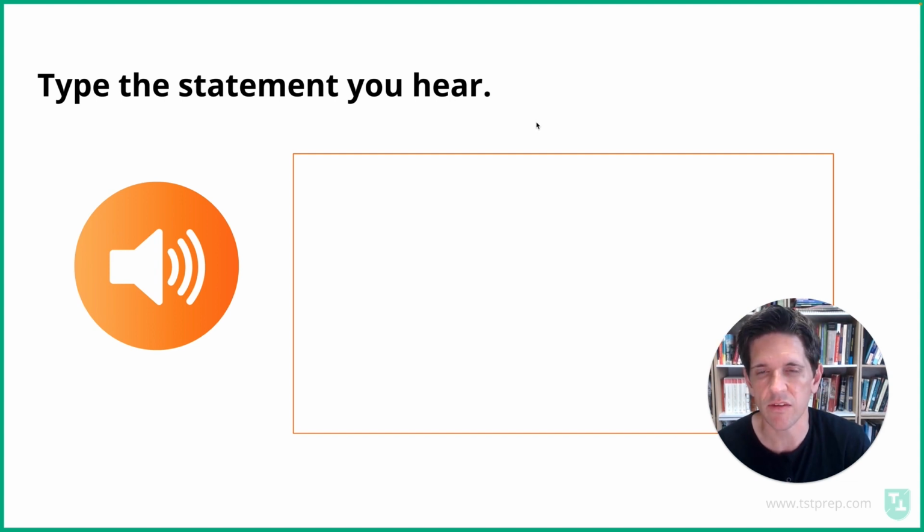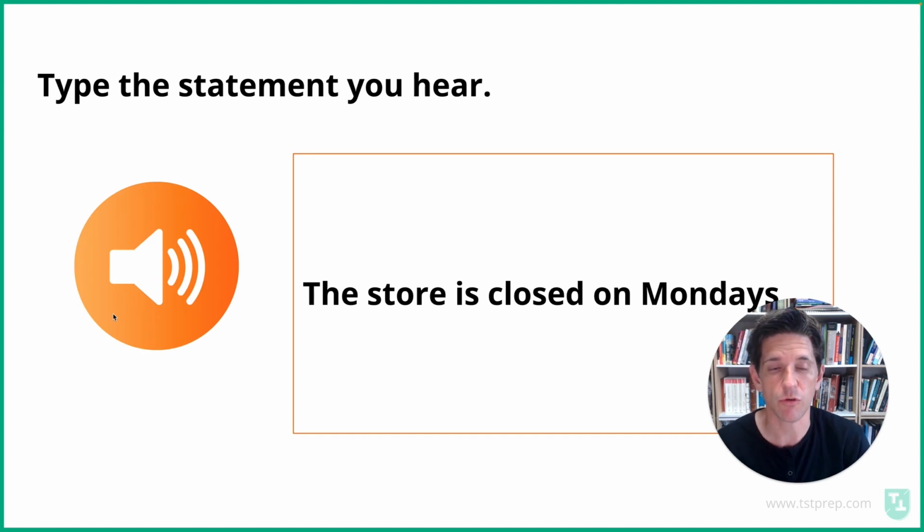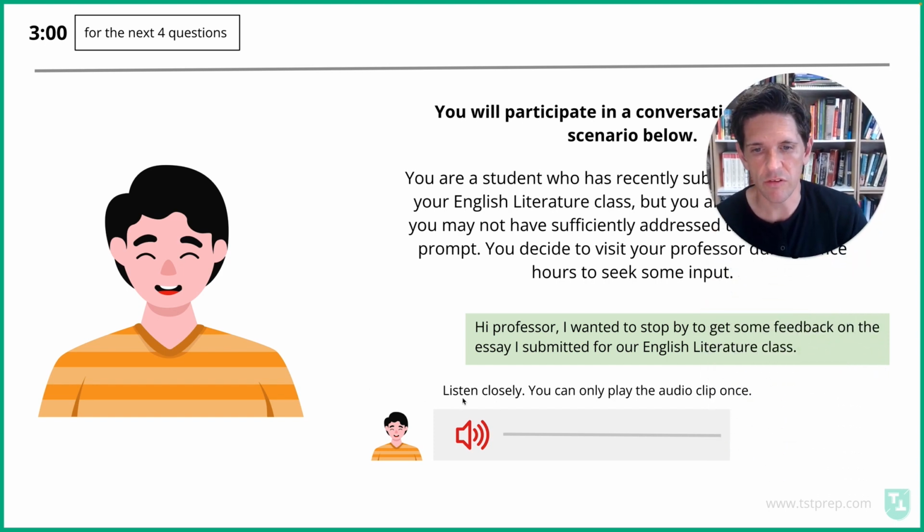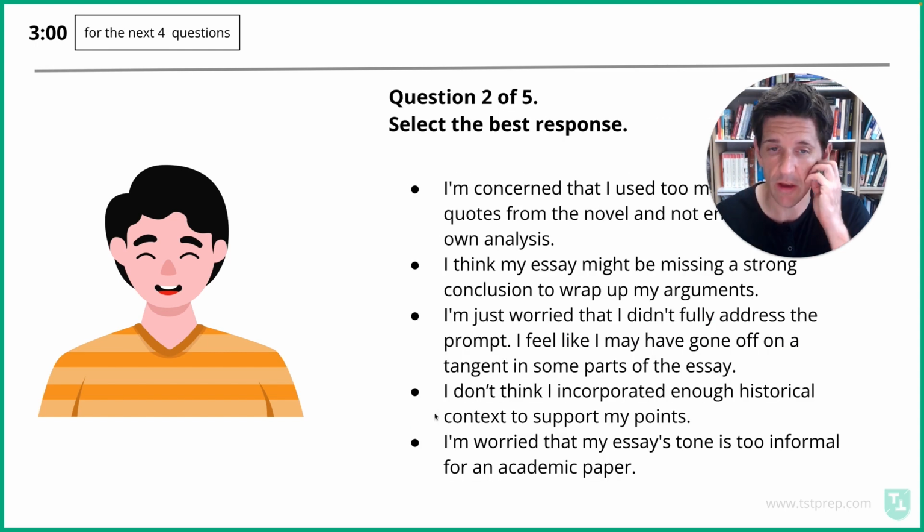This is what the listen and type question looks like. You press this button, you listen, and then you have to type what you hear. And the interactive listening, you have a conversation, you listen to what somebody says, and then you have to respond with an appropriate response. You have 5 choices. You have to pick the choice that fits best, right?